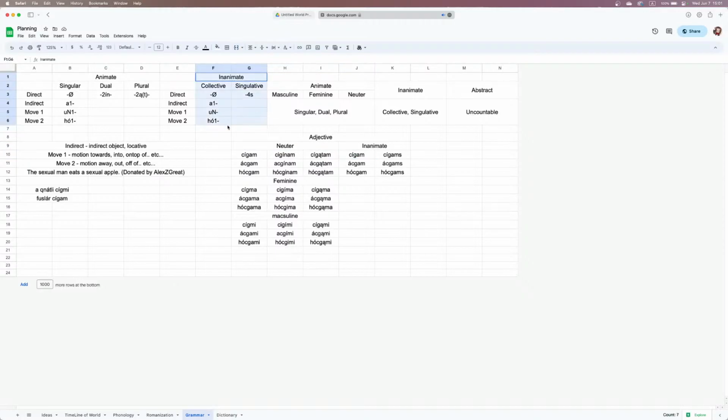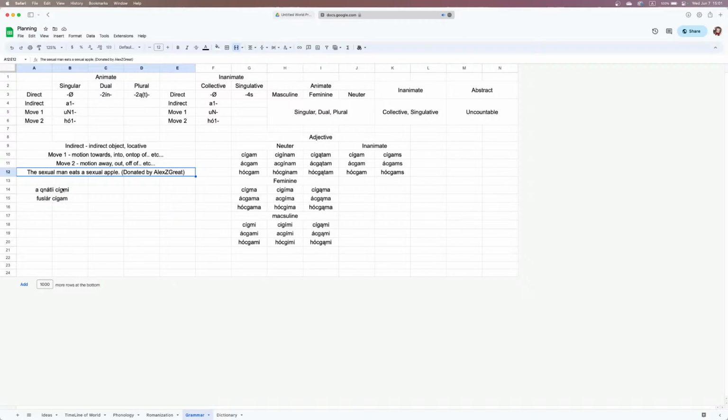So, inanimates have collective and singulative forms. Animates have singular, dual, plural. Each takes one of 4 cases. And we have a somewhat templatic morphology going on here. And then this is the sentence we have to translate later on.